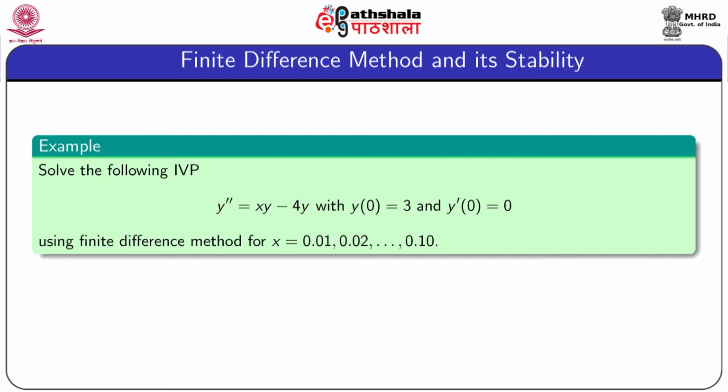Now consider one initial value problem. The differential equation is the second derivative of y equal to xy minus 4y, with the initial conditions x equal to 0, y equal to 3 and first derivative of y equal to 0. And we have to calculate the value of y for x equal to 0.01, 0.02, up to 0.10. So for different values of x, we have to calculate the values of y from this differential equation.